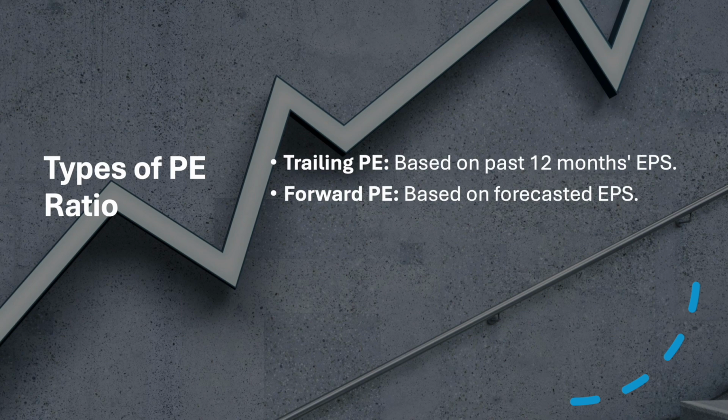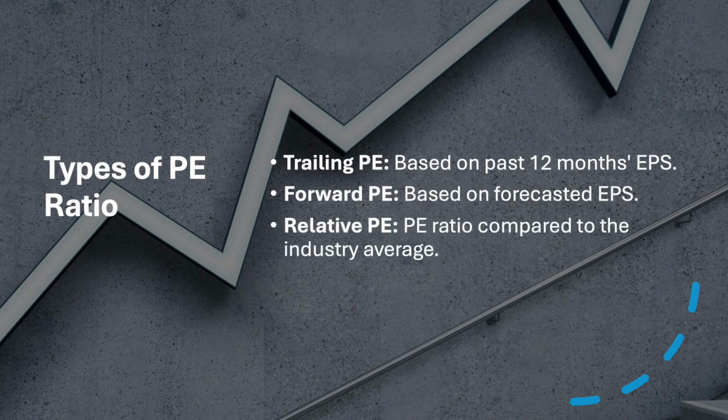However, keep in mind these forecasts can sometimes be optimistic or even inaccurate. Finally, there is a relative PE ratio, which compares a company's PE to its industry average. This helps investors see if a stock price is overvalued or undervalued compared to its peers. Each type of PE ratio offers unique insights. Combining them can give you a fuller picture of a stock's valuation.